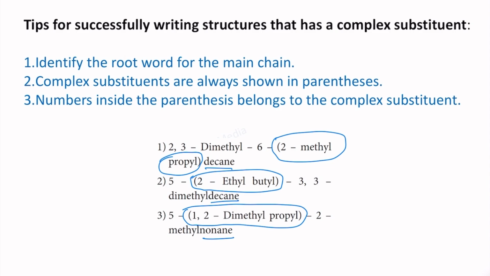Whatever this 2, 3, 6, they belong to the main chain, but in 2-methylpropyl, this 2 corresponds to the complex substituent, and therefore the numbers that are inside the parentheses correspond to the complex substituent. Numbers that are outside the parentheses correspond to the main chain. If you can keep this one thing in mind, the point number 3, you can easily write down the structure for any name that has a complex substituent.